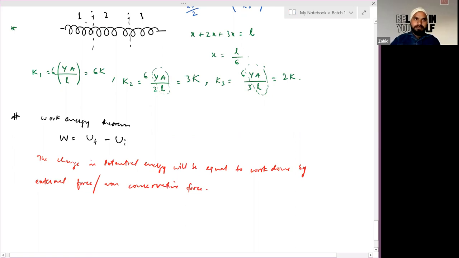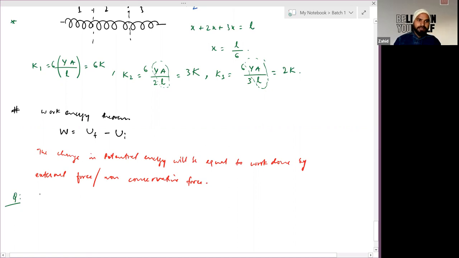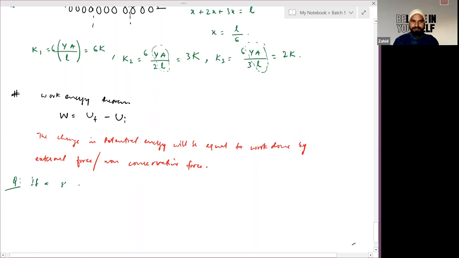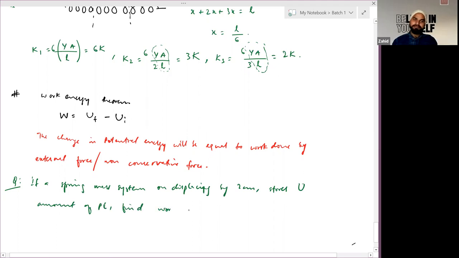For this, you'll be asked one question. If a spring mass system, on displacing by 2 centimeter, stores U amount of potential energy, find the work done to displace it further by 4 centimeter. Try to solve this part.